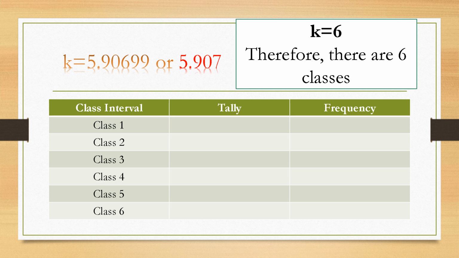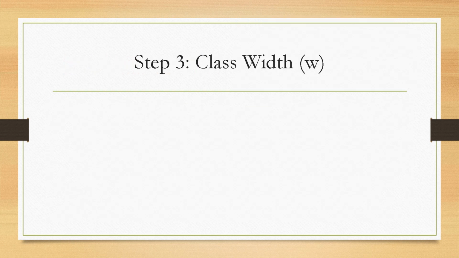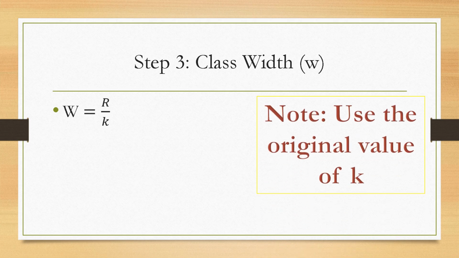Since we are done with step 2, let's proceed with step 3, the class width, which we will call W. We use this formula: W equals R, or range, over K, our class size. Please take note: use the original value of K. In our previous solving, the value of K is 5.907, and our range is 48, as we saw in step 1.